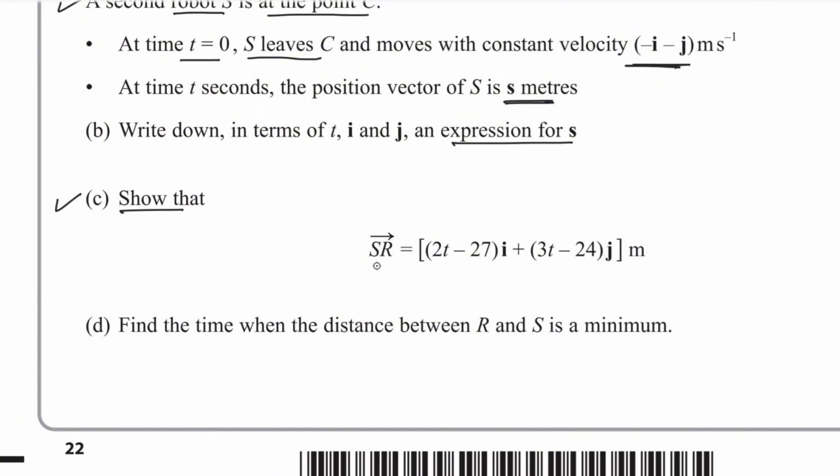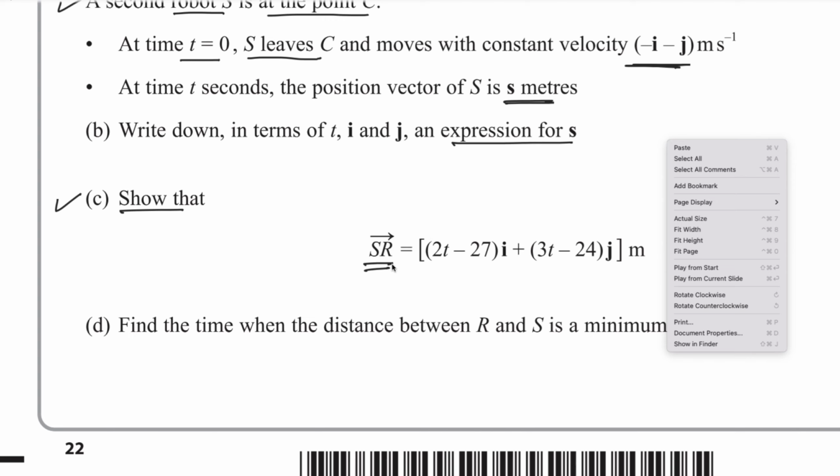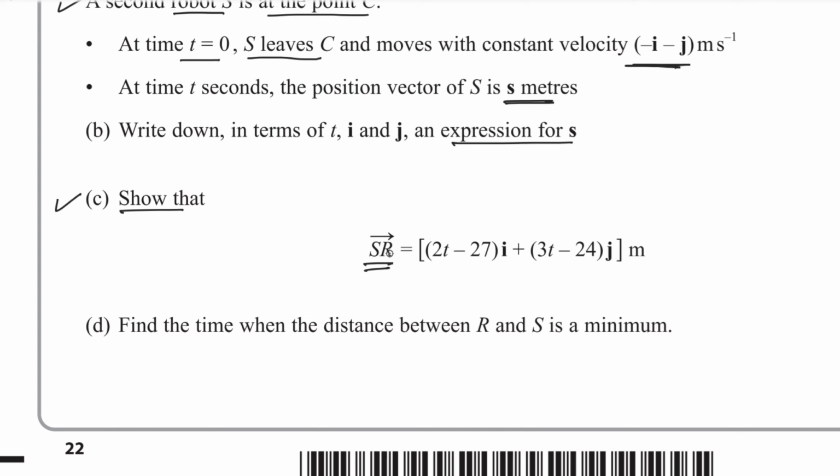Show that SR equals (2t minus 27)i plus (3t minus 24)j meters. It means you need to find the vector SR. There is a trick I will tell you now. Easiest way, if you want to find any vector, we subtract the tail from the head. So we can write SR equals OR minus OS, head minus tail. It is the easiest way of getting the vector.